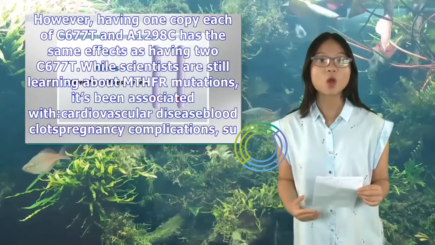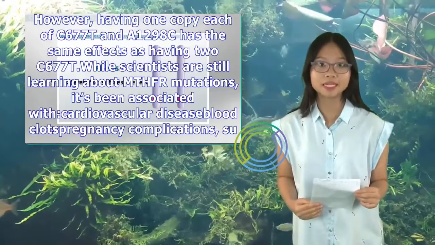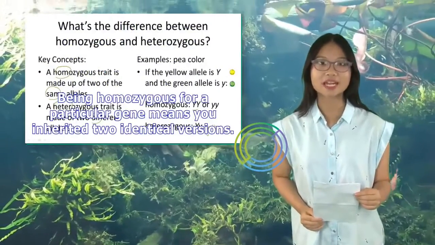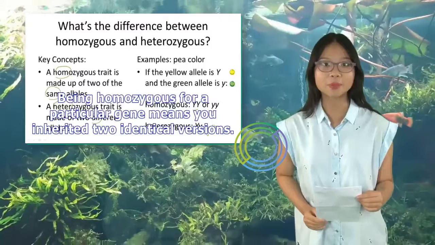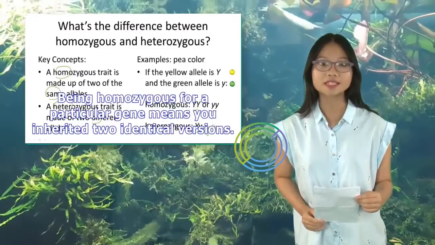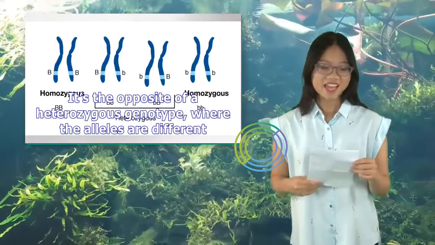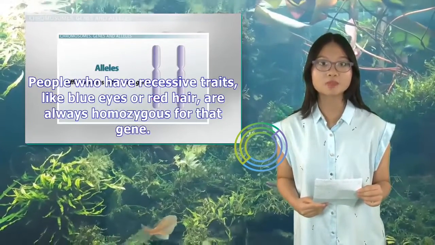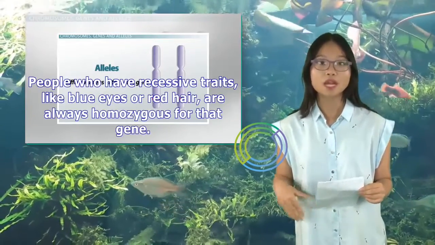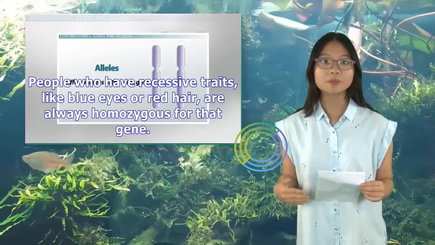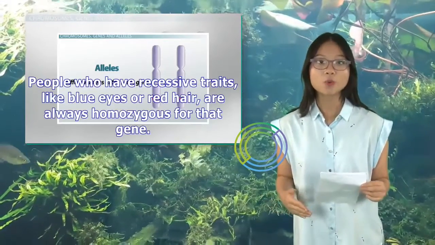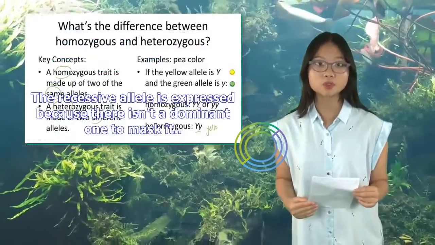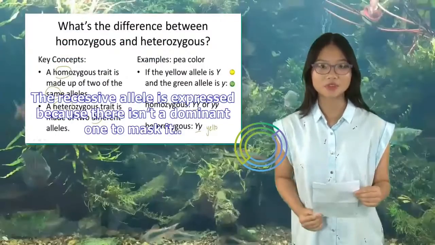Takeaway: we all have two alleles, or versions, of each gene. Being homozygous for a particular gene means you inherited two identical versions. It's the opposite of a heterozygous genotype, where the alleles are different. People who have recessive traits, like blue eyes or red hair, are always homozygous for that gene. The recessive allele is expressed because there isn't a dominant one to mask it.